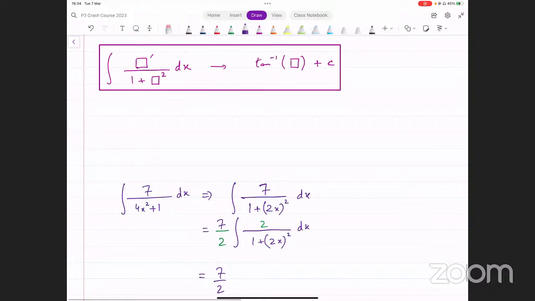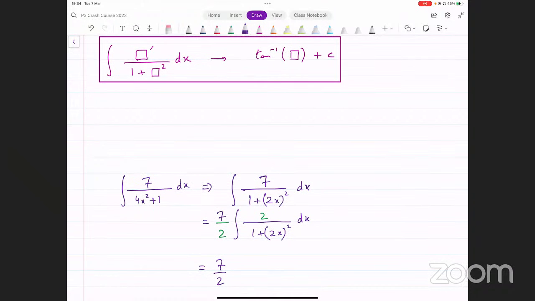Since it's this form, the integral is going to be tan inverse of this box. What do you have inside that box here? 2x. So 7 over 2 into tan inverse of 2x. That is your integral, and that will give you the final result like this. So it's just a 3-step process in this case.